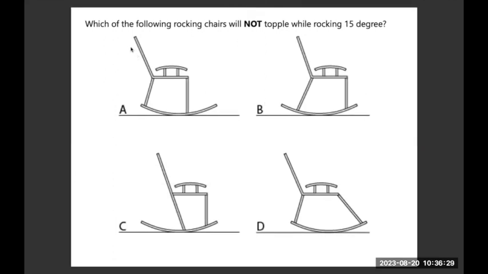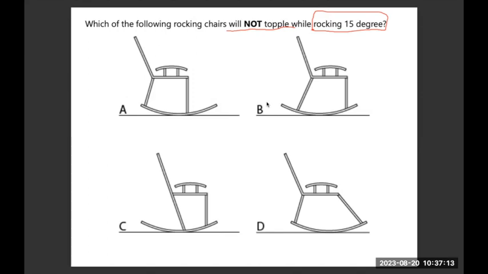Okay. In this case, you are given 4 chairs, and you have to find which chair will not topple while rocking 15 degrees. You have to rock it till 15 degrees and find which chair will not topple down. Before you start answering, one or more option is possible, and please address your options only to me, not to everybody.